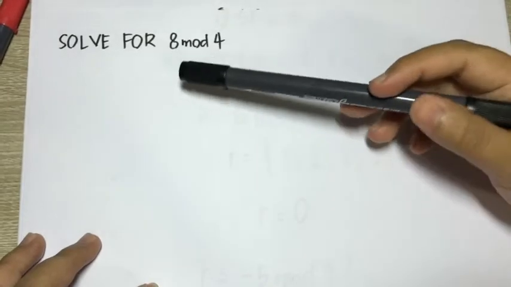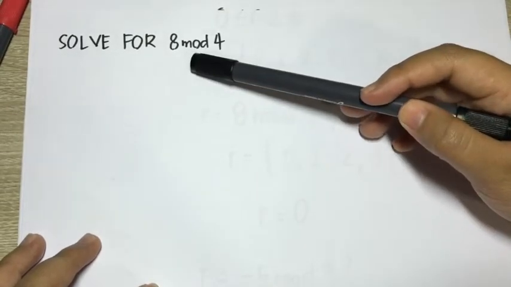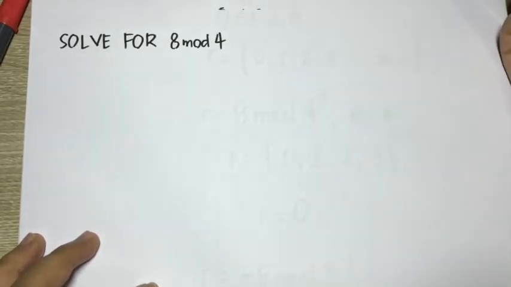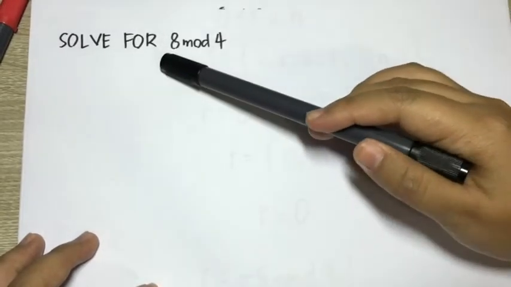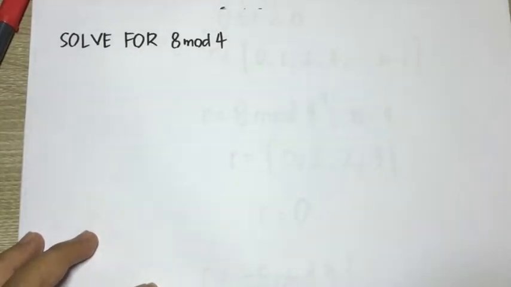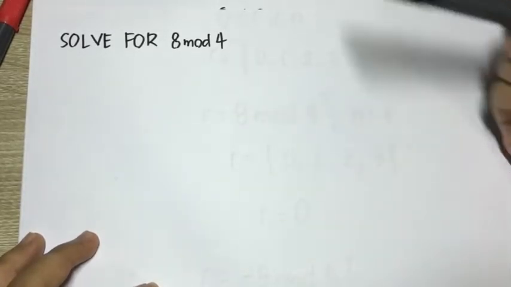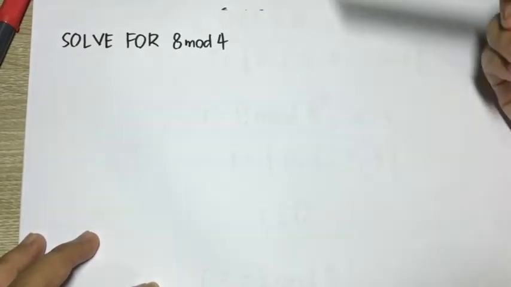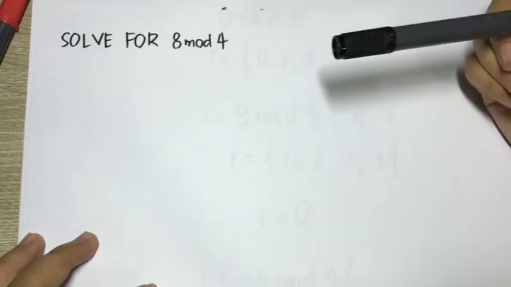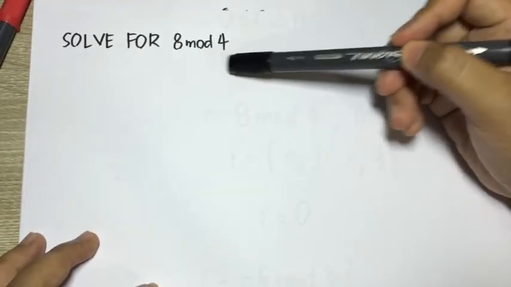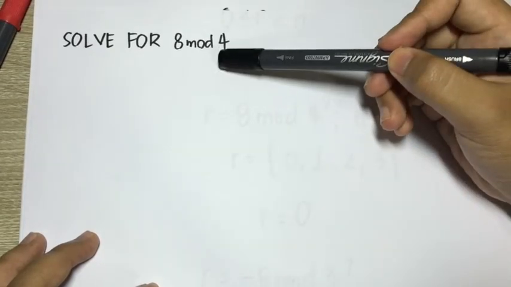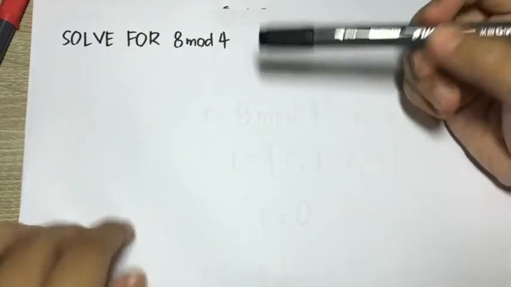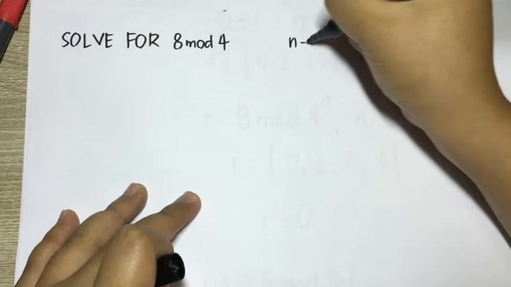So again, let's go back to the question before. If we're asked to solve for 8 modulo 4, we expect the answer to be 0, because if you divide 8 by 4, you will get a whole number, so there will be no remainder. Another technique for you to solve this problem is for you to construct a clock with the size given by your divisor. So your divisor is equivalent to 4, so again, your n is equivalent to 4.